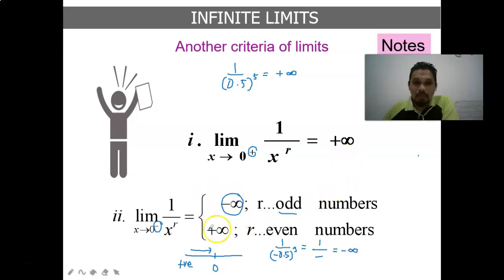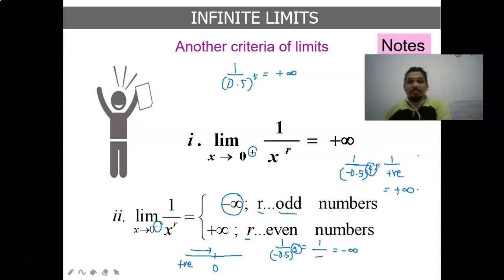And if it is 1 over negative 0.5 to the power of 4, it is equal to 1 divided by a positive value, then it is positive infinity. So whether r is odd or even matters according to this. This is the point we can get from 3 or 4. This is a simple example.